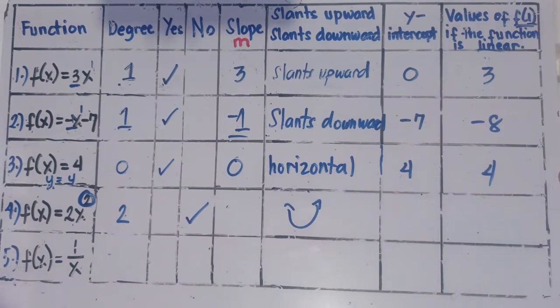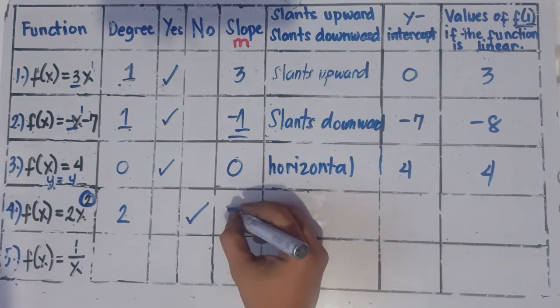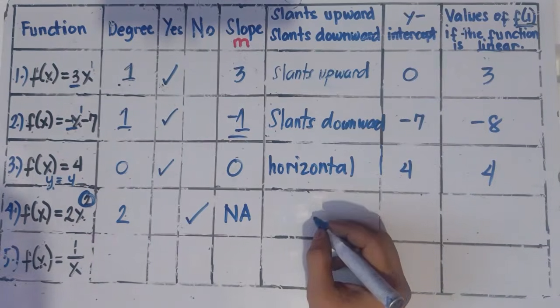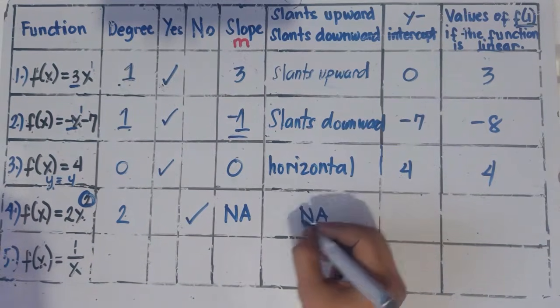The graph, class, forms like this. It's not a straight line. So therefore, class, the slope changes at every point, and we cannot determine the slope. So we can just simply write NA, not applicable. Once again, we cannot determine the slope. And for this one, NA, not applicable, because this is a parabola.